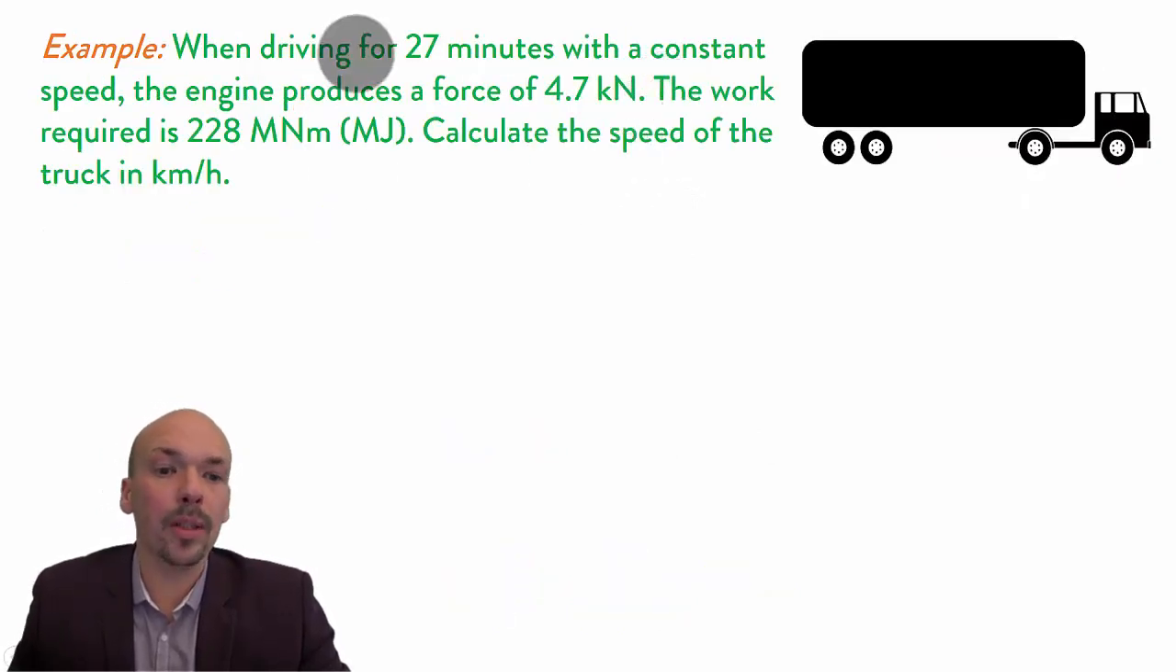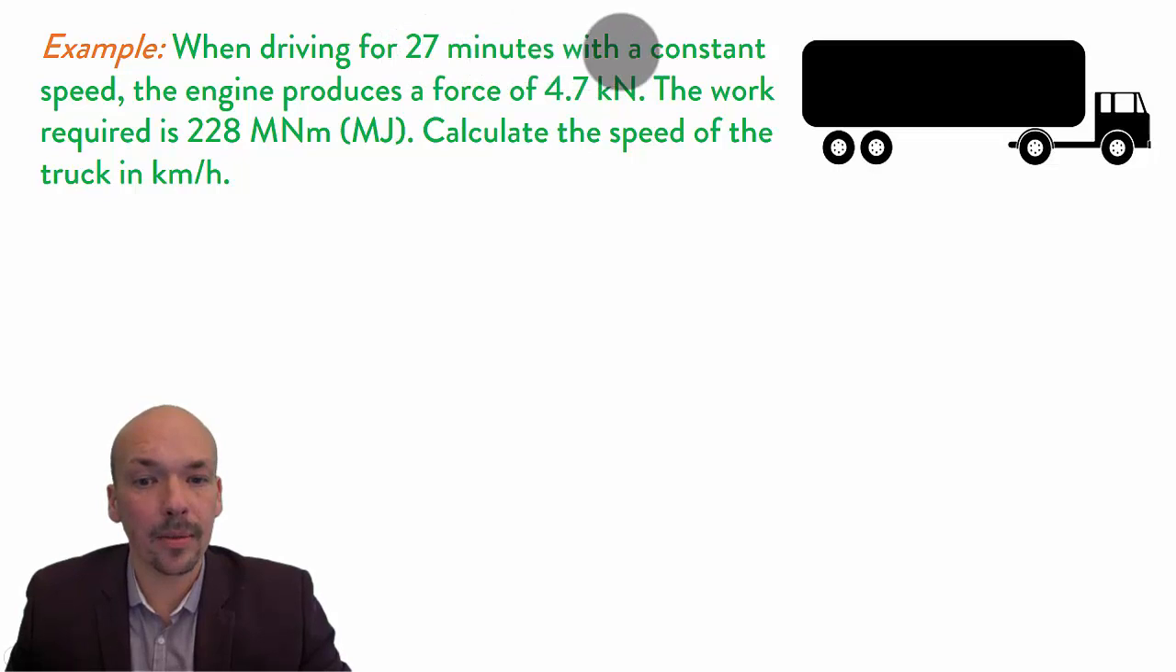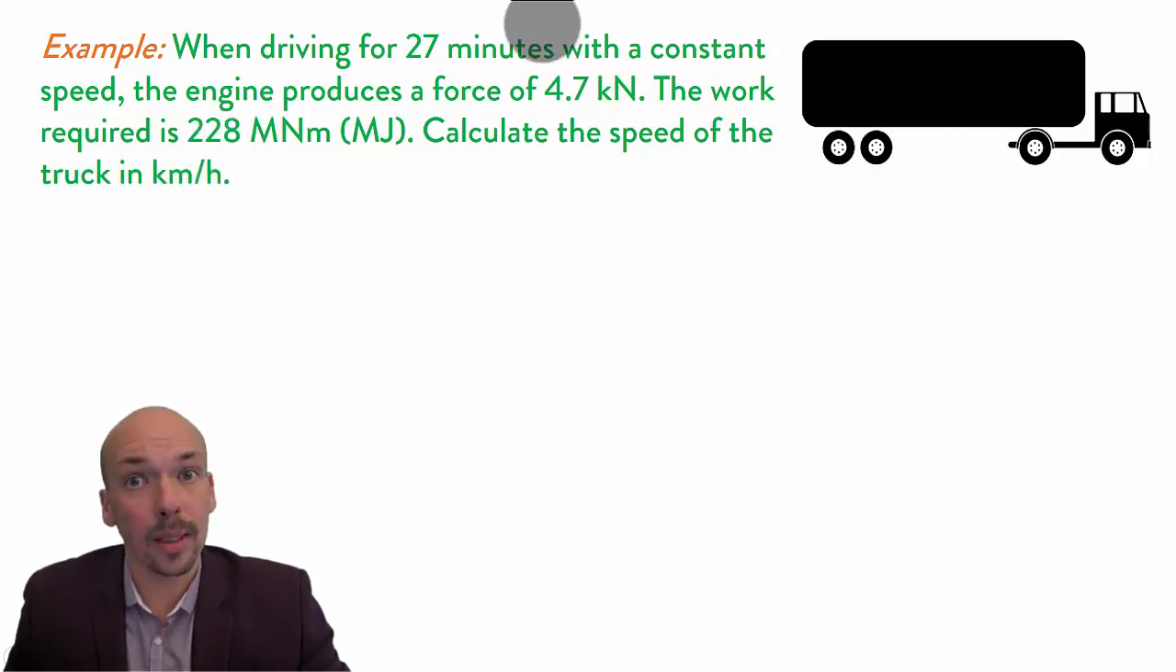Final example. When driving for 27 minutes with a constant speed, the engine produces a force of 4.7 kilonewtons. The work required is 228 meganewton meters or megajoule. Calculate the speed of the truck in kilometers per hour. So we have to calculate the speed. Well, first let's see what the information is that we got.